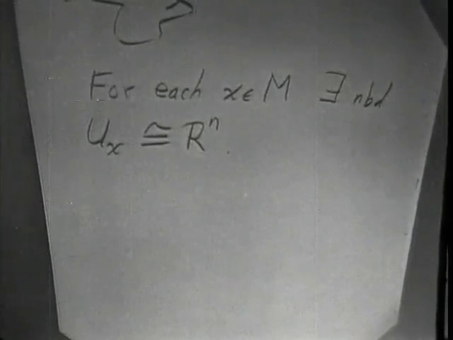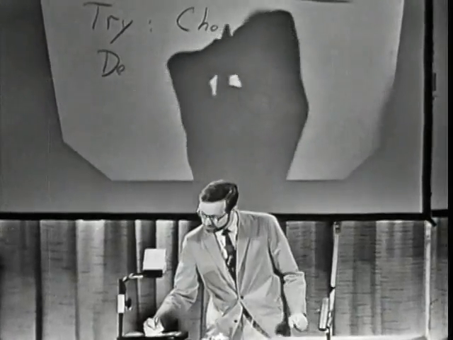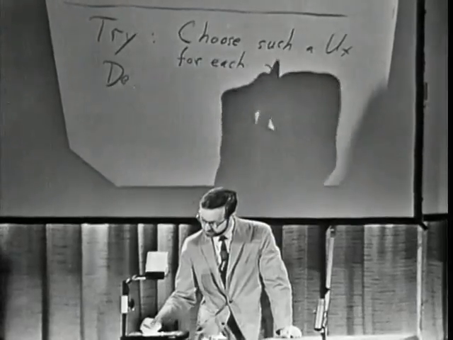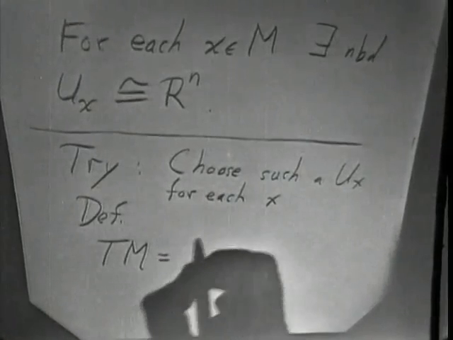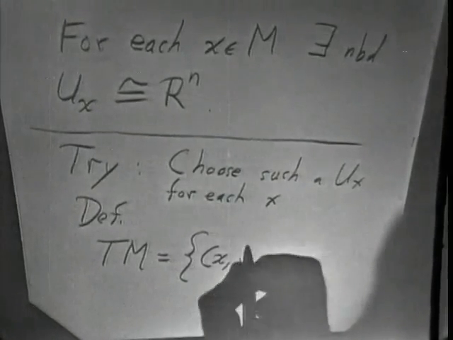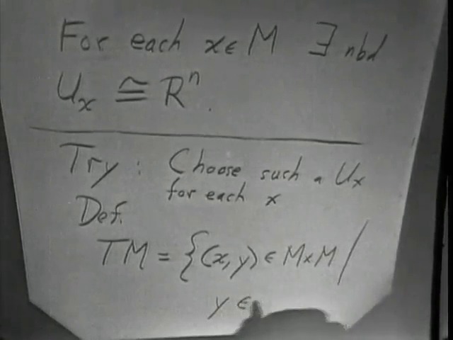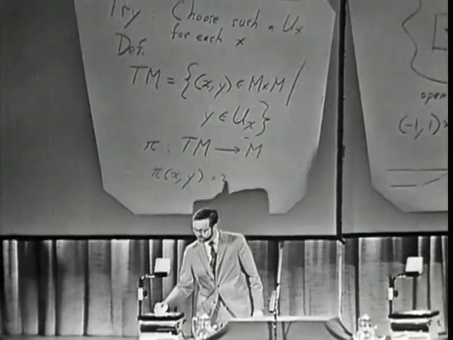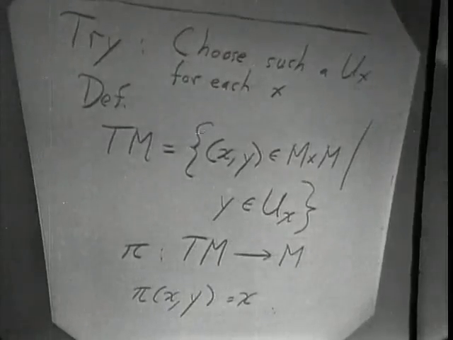So as the first approximation, we can try the following. We choose such a U sub x for each x. And now let's define the tangent space of M within the given category to be the set of pairs x, y in M cross M, such that y is in U sub x. And then we can define the projection map from TM to M by pi of (x, y) equals x. I'm trying to imitate the definition of tangent bundle in the differentiable case as closely as I can, and yet to give a definition which works simultaneously in each of these three categories.